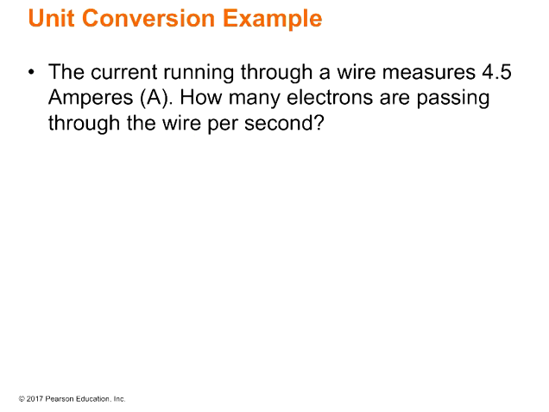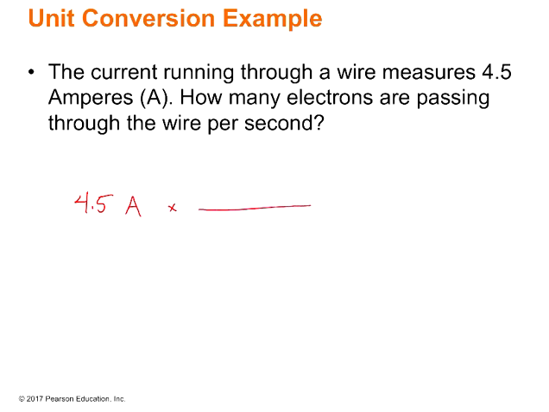Okay, so let's do a quick example problem. The current running through a wire measures 4.5 amperes. How many electrons are passing through the wire per second? All right, so let's start with what we know. We have 4.5 amps. And we need to convert that into electrons per second.